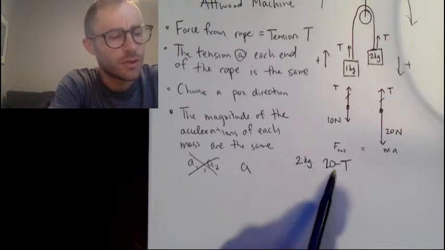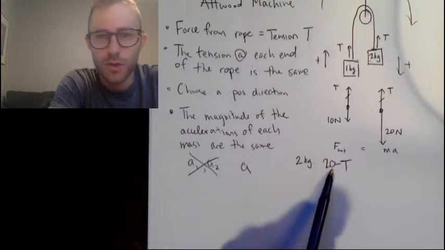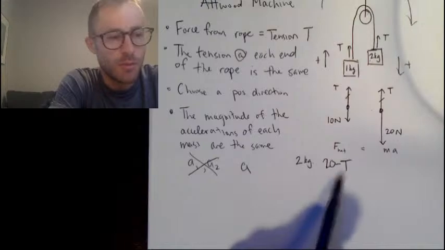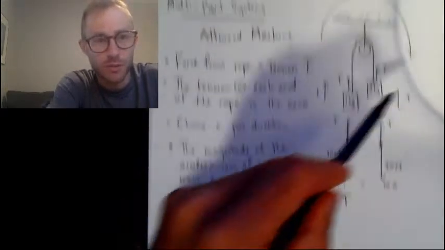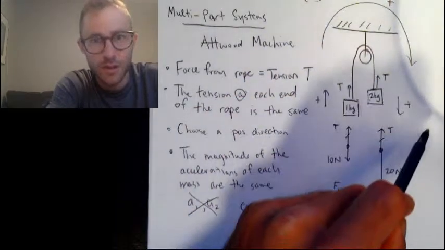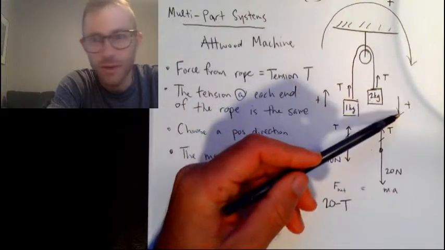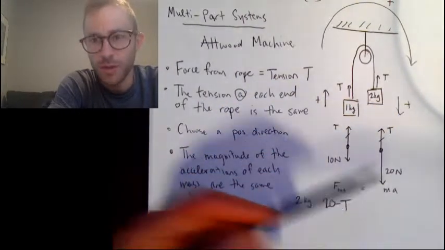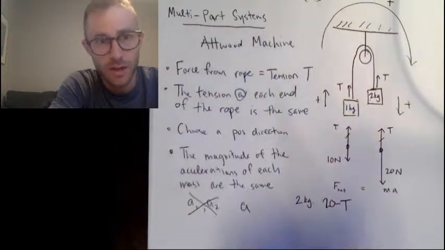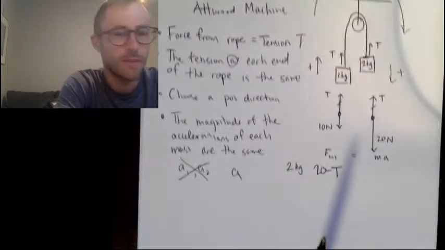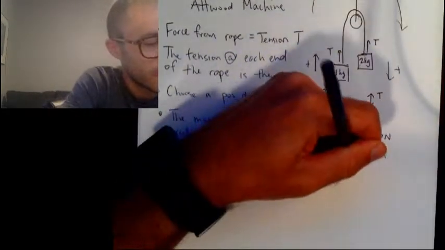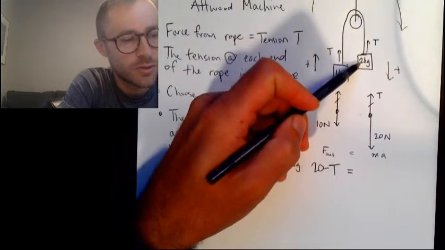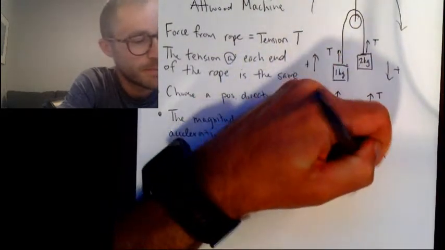So the net force on the 2 kilogram mass is 20 minus T. Remember, because of the positive sense I've chosen, for this 2 kilogram mass, downward is positive. So the 20 newton downward force is the positive force, and tension is in the negative direction. And that equals ma, so that equals 2 times a.